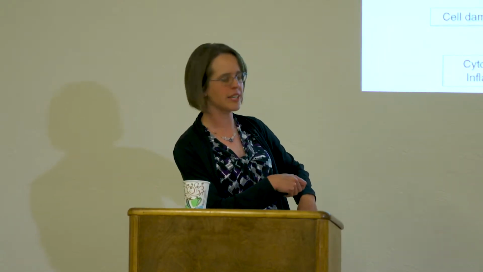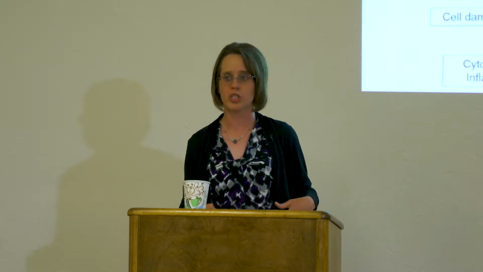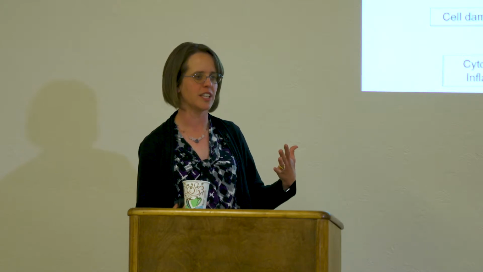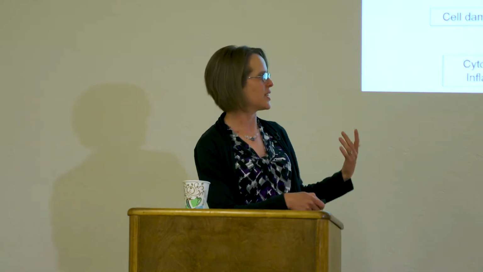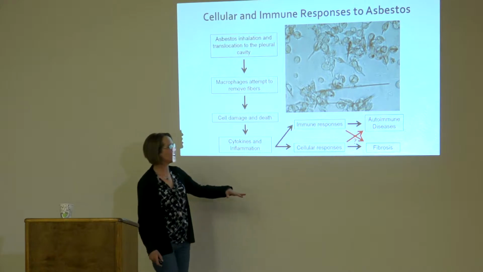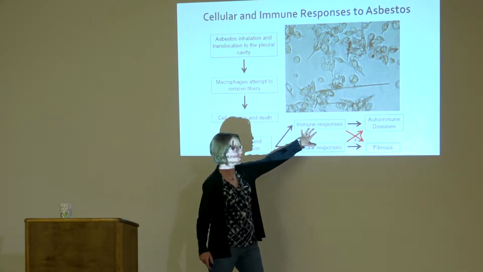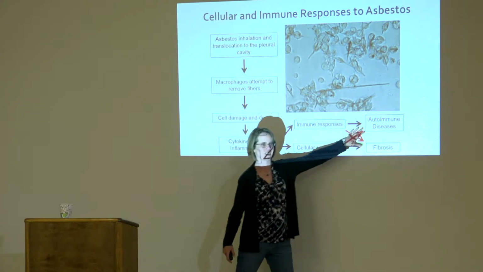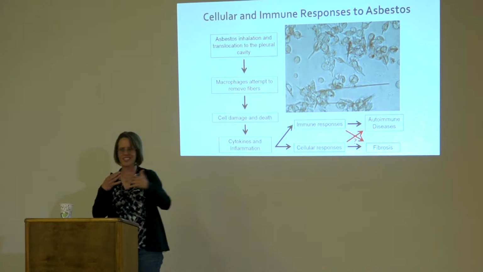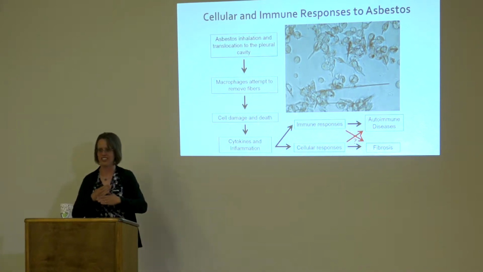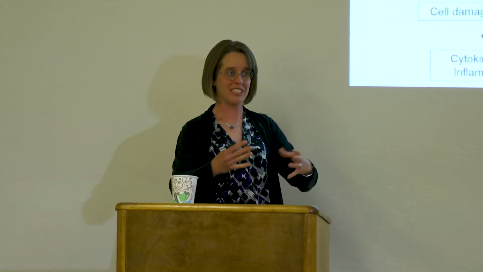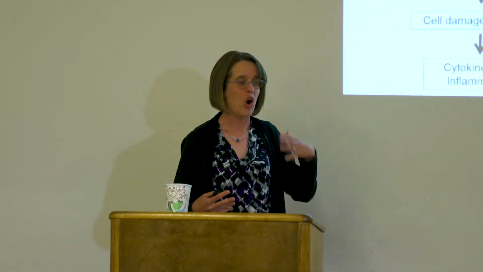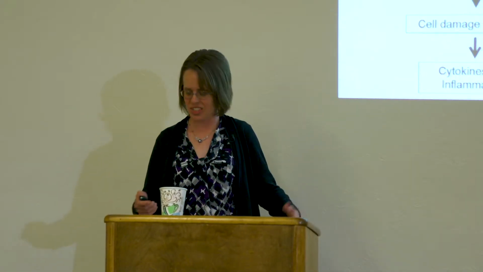But then we think these cytokines and inflammation also drive our immune responses. More macrophages and neutrophils come in, the B cells and T cells get activated, we get autoantibodies, and we get autoimmune disease. So our ongoing question is, do the immune responses drive fibrosis? Do the cellular responses help drive autoimmune disease? Is there an interaction between these pathways? We've already presented some data that suggests yes, there's probably some interaction. But what exactly are these interactions?